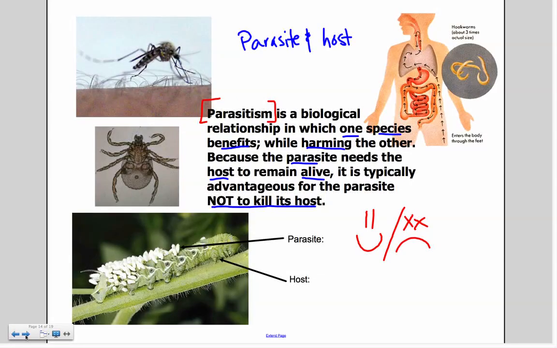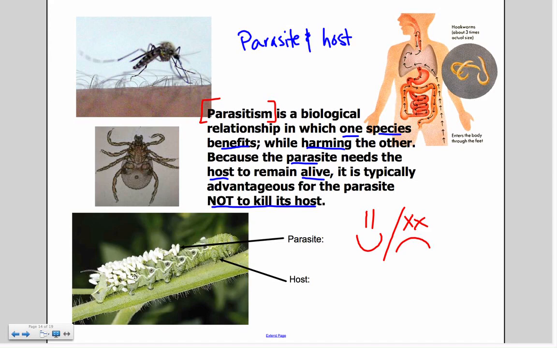So then there are some kinds of relationships between the animals. There's parasitism. This is a relationship where one benefits and one is harmed or hurt. Most of the parasites that we'll look at are going to be hookworms, mosquitoes, ticks, and then here's an interesting one.